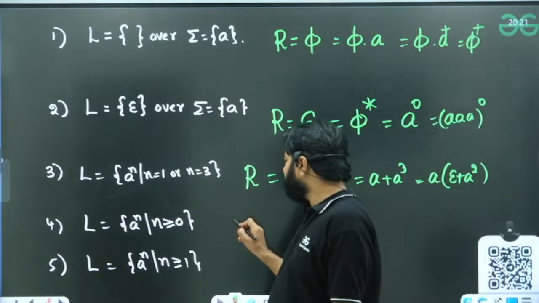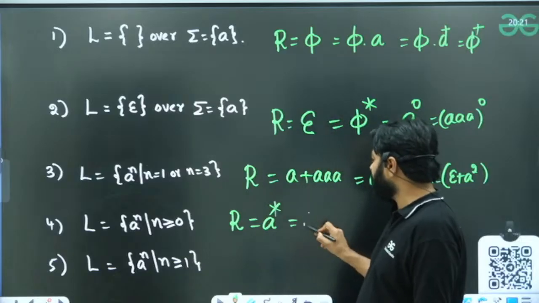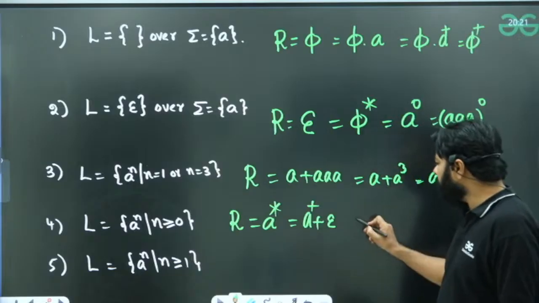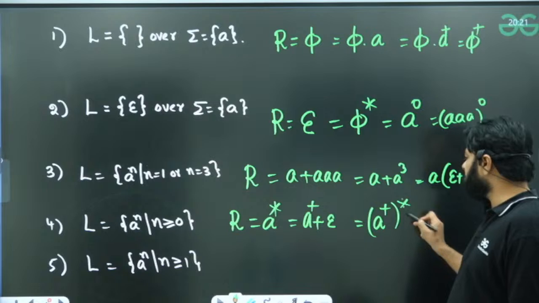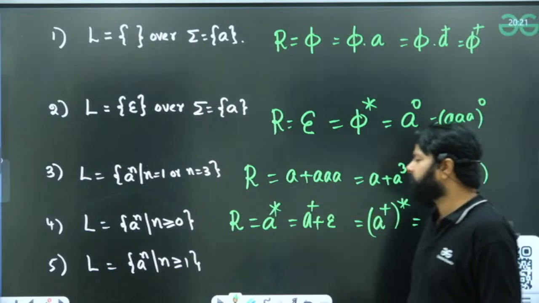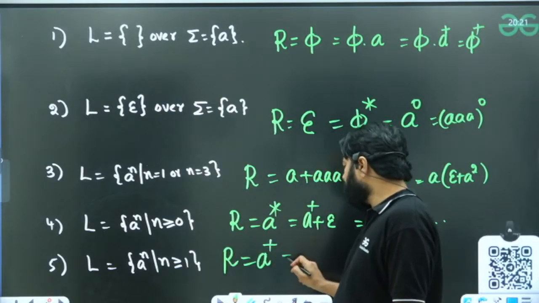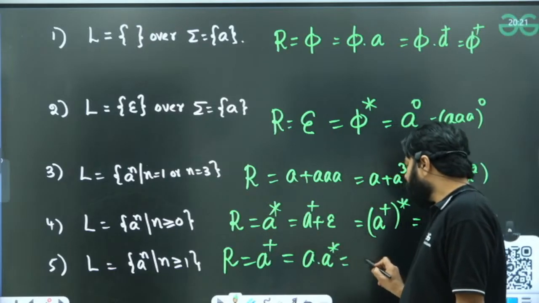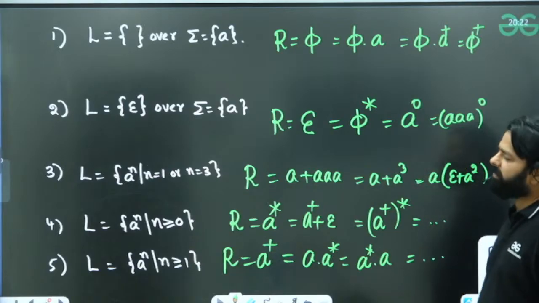This one, a star. A star can be written a lot of other ways, like a plus epsilon. We'll get the same answer. Or you may say a plus whole star. That also gives you the same strings of a star. Likewise, many answers are there. This is a plus. A plus you can write another way, a dot a star, a star dot a. Likewise, you have many answers in the world, infinite answers.